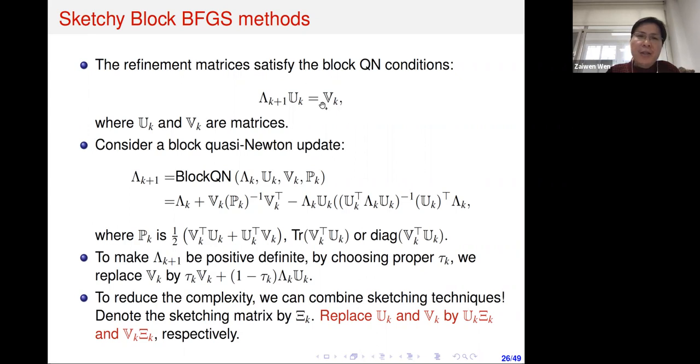Suppose we use, for example, the BFGS method. In this way, the computational cost is still huge because the size of the variables is large. Therefore, we can combine the so-called sketching technique. Originally, we are using this U and V, which are large matrices, but we can replace those two matrices by certain kinds of sketching matrices. In this form, we can reduce the complexity.